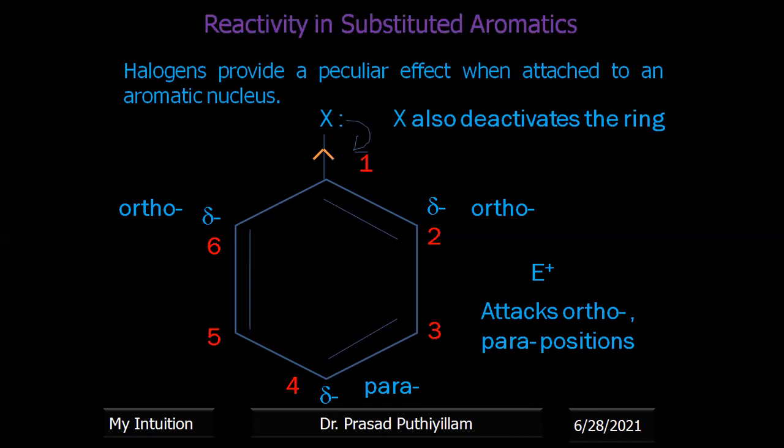Okay, that is the peculiarity of halogens when it comes to substituted aromatic compounds. Halogens are ortho para directing, as well as they weakly deactivate the ring. Okay, so both effects are there, but the attack on the ortho para position is going to happen. That's why I put a smiley there. Even though it deactivates the ring, there is a possibility of attack at ortho para, or we can say halogens are ortho para directing groups.